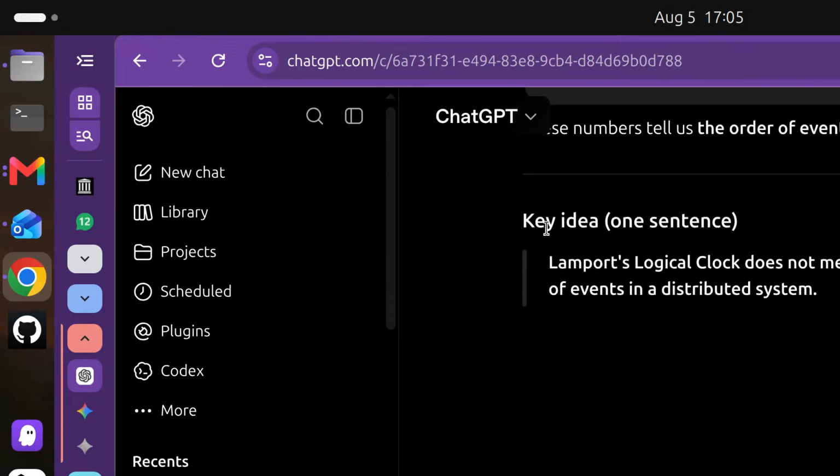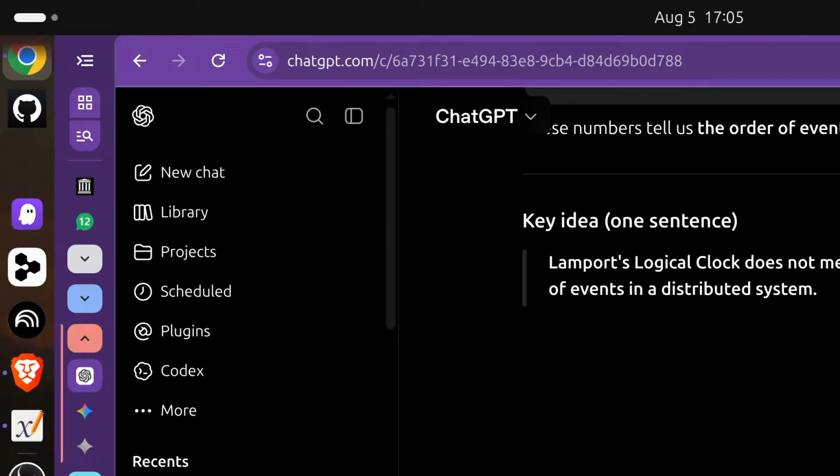Key idea, one sentence. Lamport logical clock does not measure time. It only tells us the correct order of events in a distributed system. It's very interesting, guys, right?